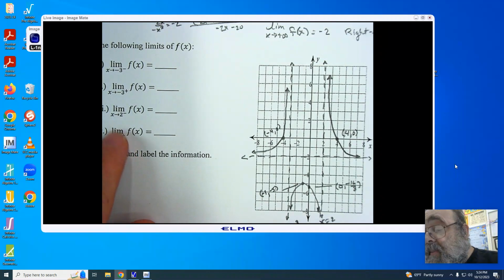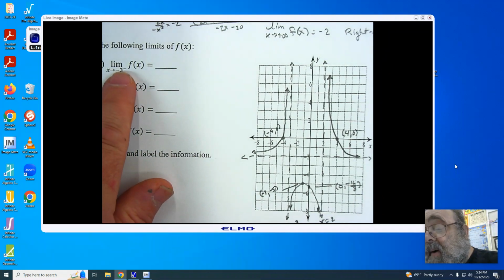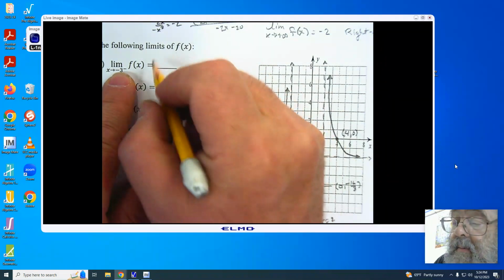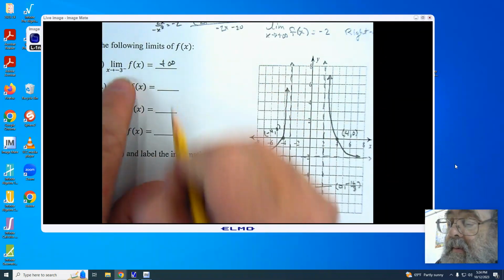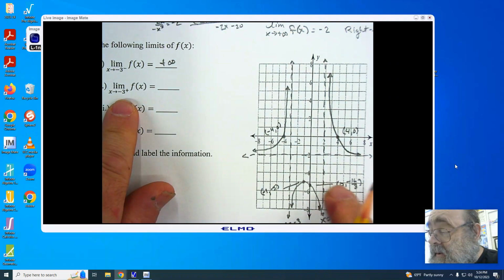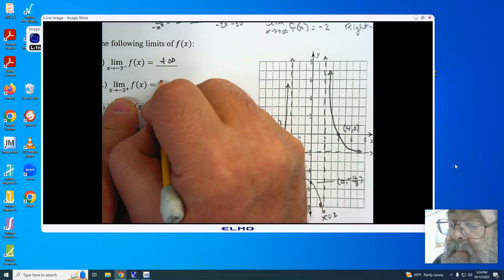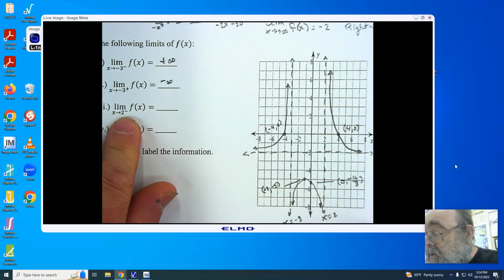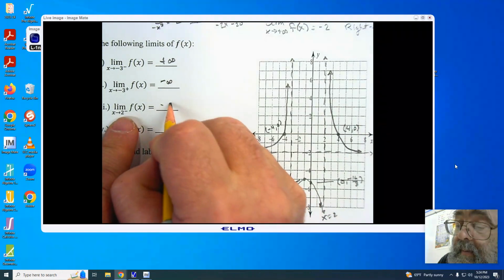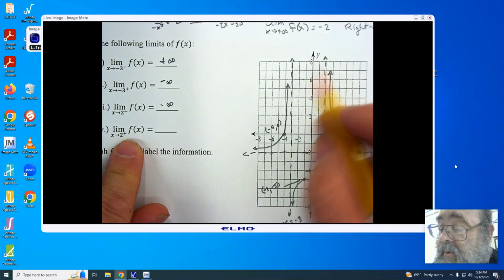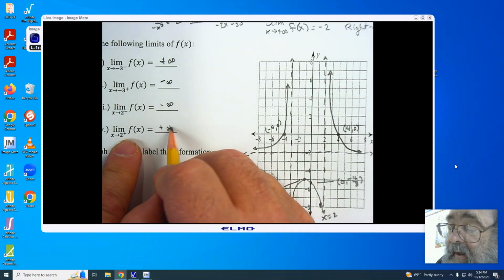The limit as I am approaching -3 from the left is positive infinity. Coming in from the right, it's going to negative infinity. Approaching 2 from the left, negative infinity. And approaching 2 from the right, it's going toward positive infinity.